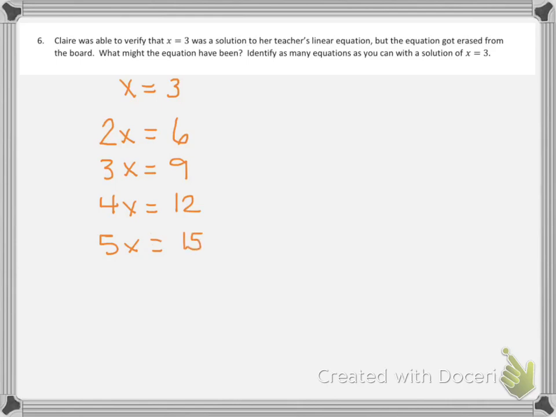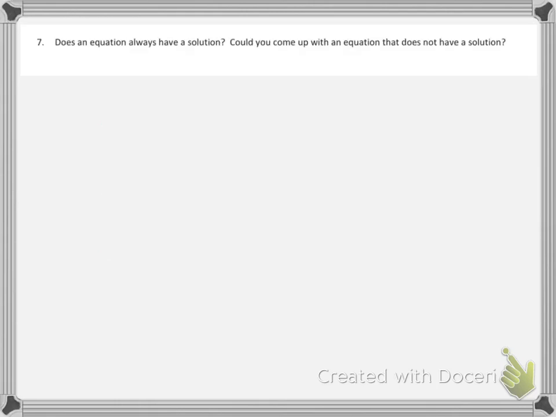And you can see that all I have to do is choose any of the infinite possibilities of multipliers, and I'm going to get an equation that also has a solution of x equals 3. So there are an infinite number of possible equations that you could write. These are just a few of them. And I don't have time to write them all. Neither do you. Number 7, does an equation always have a solution?